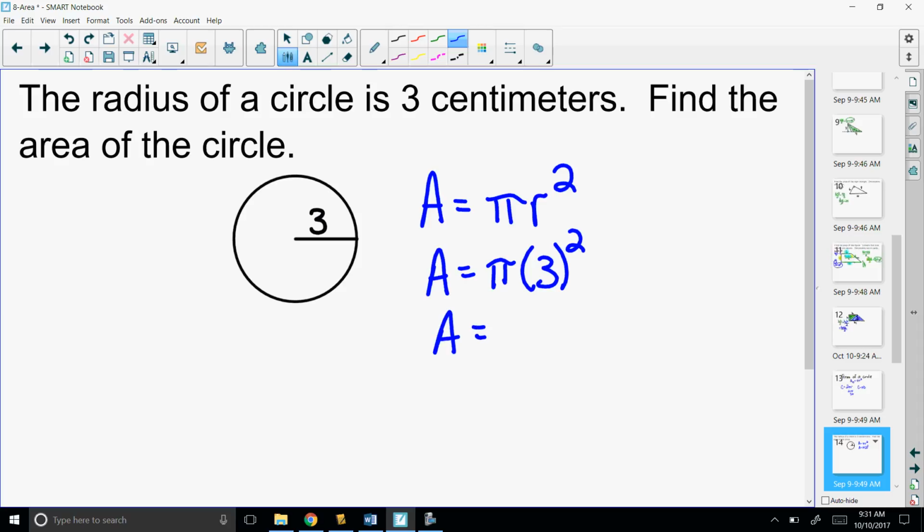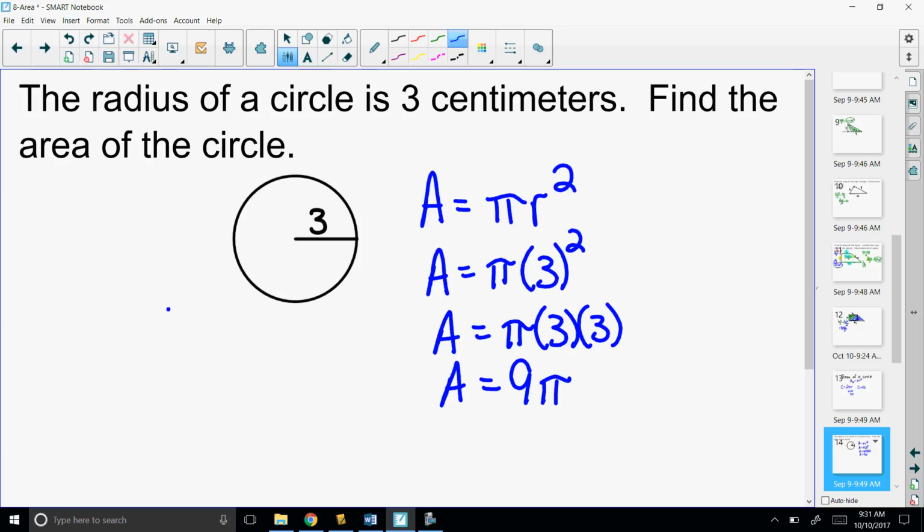Some of you, it may help if you just go ahead and write it out this way. 3 times 3. 3 times 3 is 9. You told me that. 9 pi. Do I have to calculate that? No, that's an exact answer. Mathematicians like an exact answer.